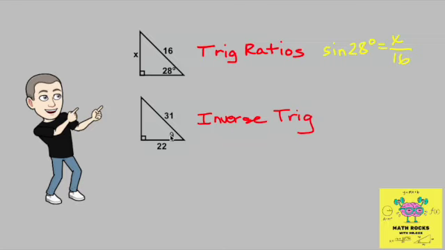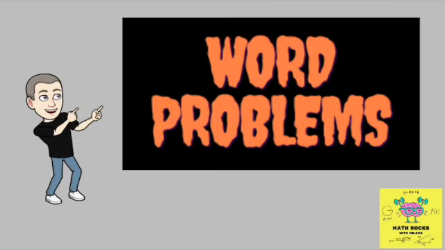And in the second part, we looked at a different kind of right triangle, and we used something called inverse trig. So this is where we're missing an angle and we have two sides, so we'd come up with something like cosine theta equals 22 over 31 and solve it. So you might be asking yourself, what's next? Let's do it.